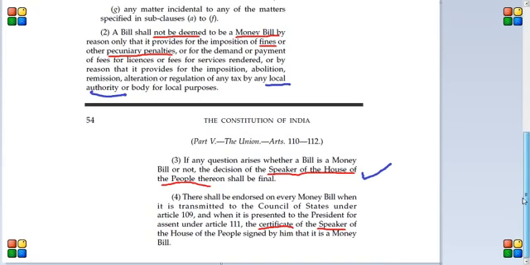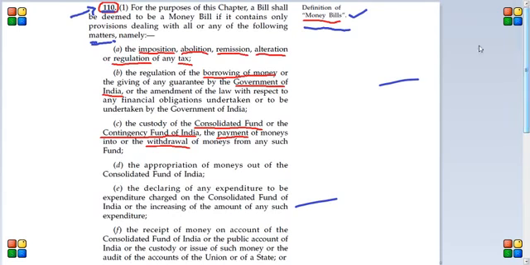Also, there are some exceptions for Rajya Sabha for money bill. Also, we know that a money bill can be introduced only in Lok Sabha, not in Rajya Sabha. This is all about money bill.